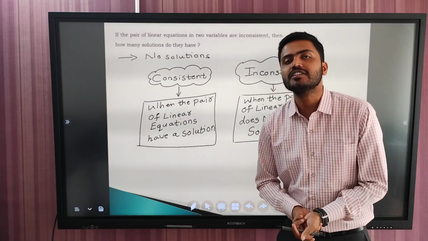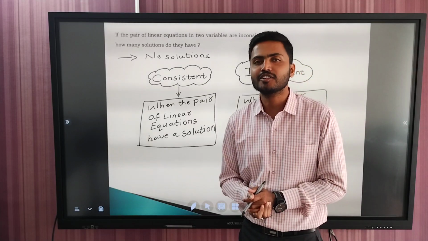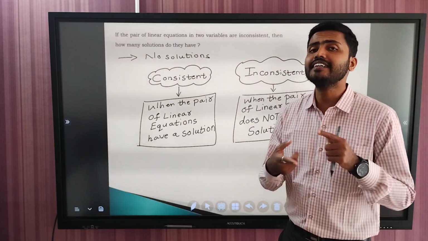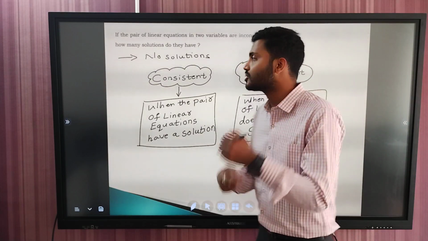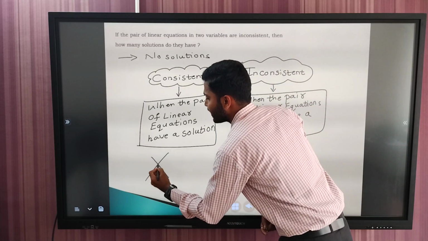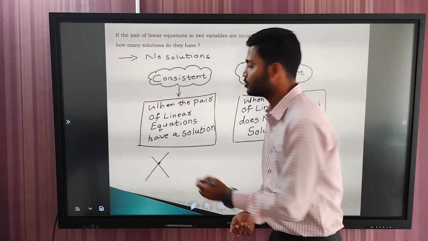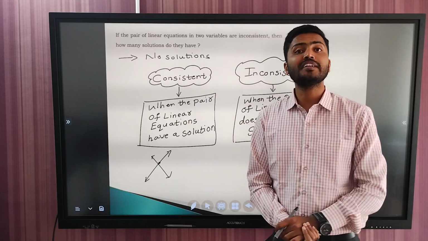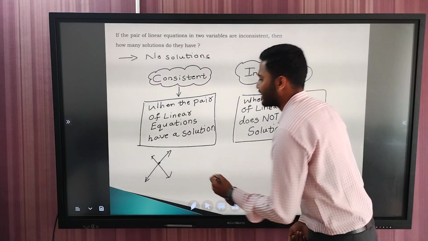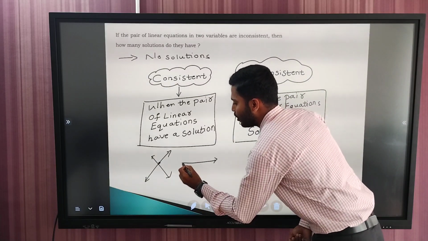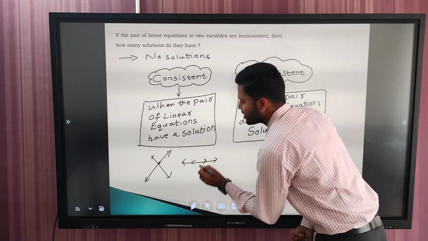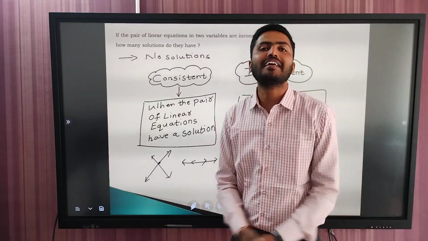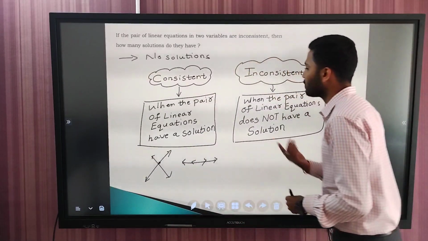Can you tell me, my dear students, which pair of equations will have consistent solutions? Yes, you are absolutely right. So intersecting lines have a unique solution. I can say that intersecting lines are a consistent pair of equations. And what about coincident lines? Yes, absolutely correct. Coincident lines are also considered as consistent pair of linear equations because they have infinitely many solutions. Correct? But what about parallel lines?